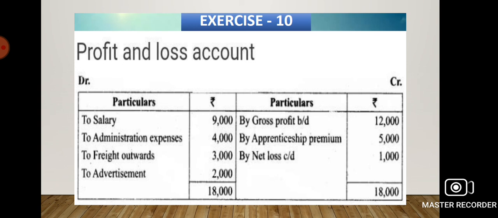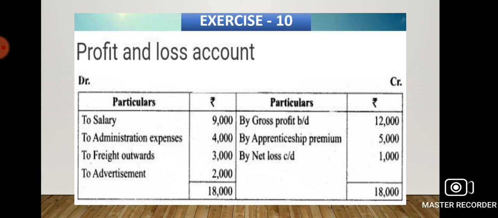Okay, first one gross profit. This is an earning item, so we enter it on the credit side. So by gross profit, this is opening balance 12,000. Then salary is one of the expenses, so we show it on the debit side, to salary 9,000. Apprenticeship premium received, since this is a received item, we show it on the credit side.